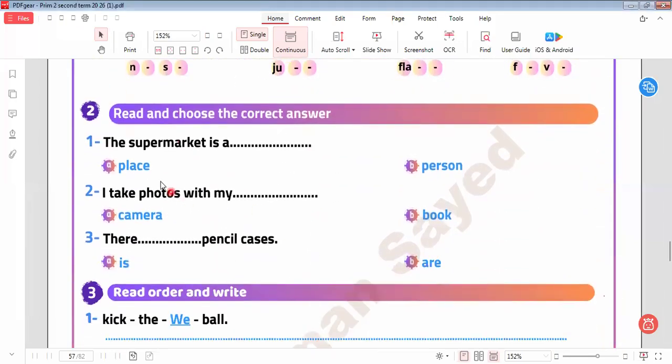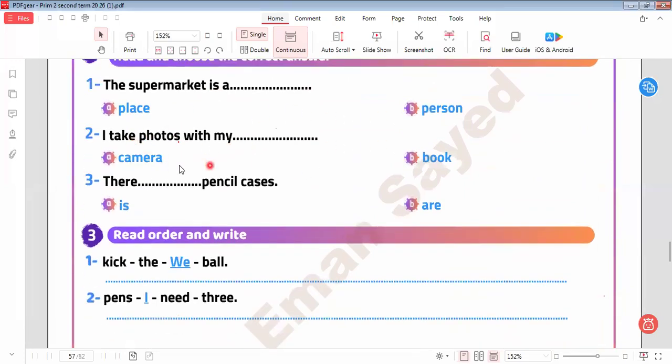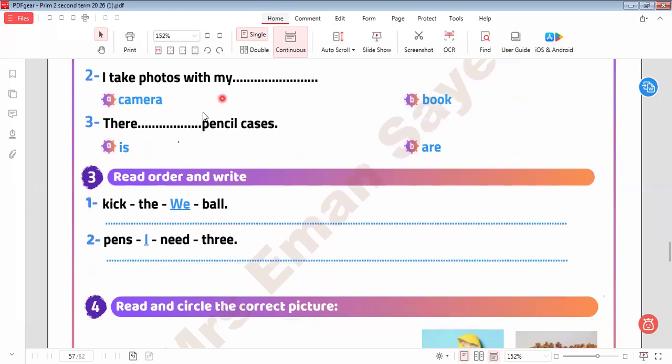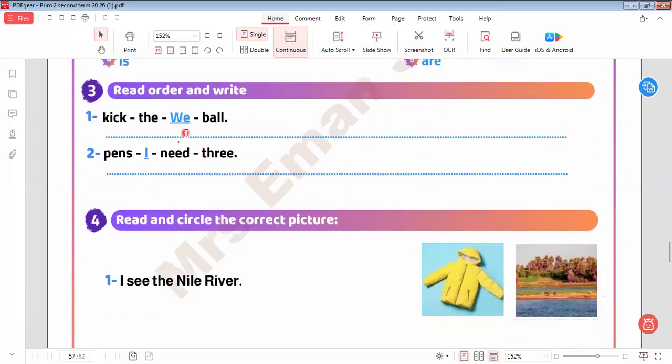So here we say the supermarket is a place. Okay, I take photos with my camera. There is a space: pencil cases. We have here pencil cases. Put is or are. We put are. We are clever people. What can I do in this sentence? I would like you to help me do it. To be: we. Why? Because it is the subject. Where is the verb? We take the ball.